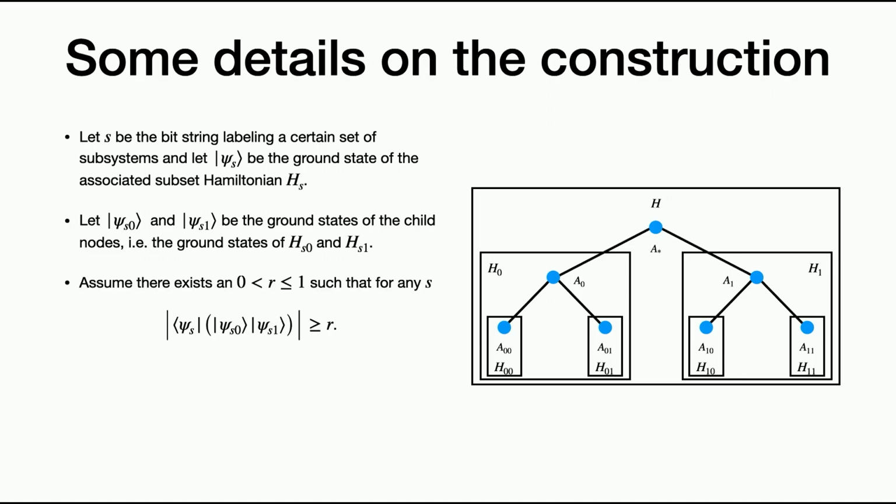And so this is the key assumption that we make. In our work, we assume that there exists some parameter R, such that for any subset of subsystems, this overlap, which is basically the overlap of the tensor product of the non-interacting states with the target ground state, is lower bounded by this parameter R. And the question then is, of course, how does R scale with system size? And that will tell us whether we can achieve quasi-polynomial runtime or not.